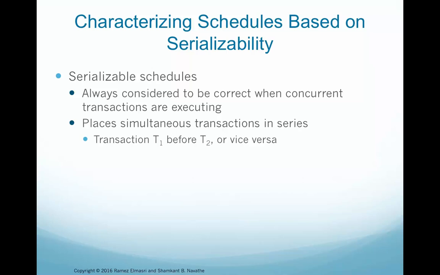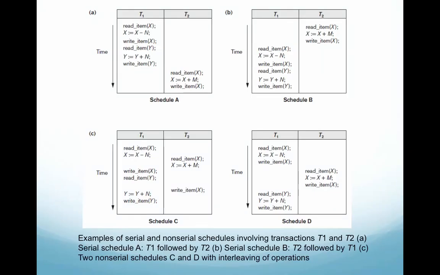Now another way to characterize schedules is based on their serializability, whether the schedules are serializable or not. This is always considered to be correct when concurrent transactions are executing. So it's important to look at serializability when there are concurrent transactions, and there could be multiple ways in which these simultaneous transactions could be placed in a series. Maybe we say execute transaction T1 first and then T2, or vice versa.